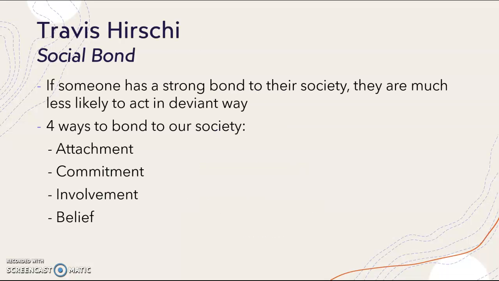Travis Hirschi believed if someone has a strong bond to their society, they are much less likely to commit deviance. He believed there were 4 ways to bond to our society: attachment to conventional people and institutions, commitment to conformity, involvement in conventional activities, and belief in moral validity of social rules.